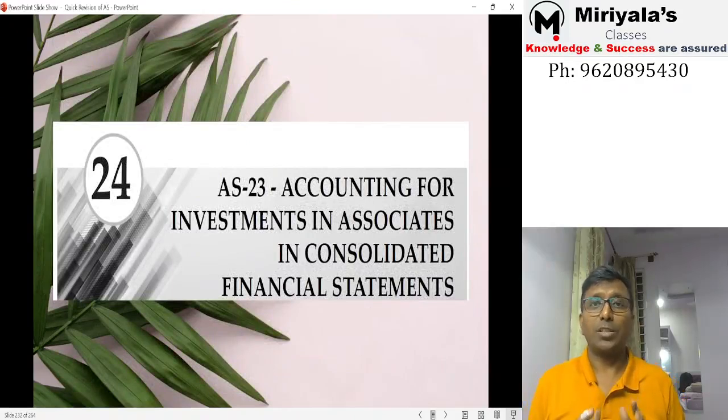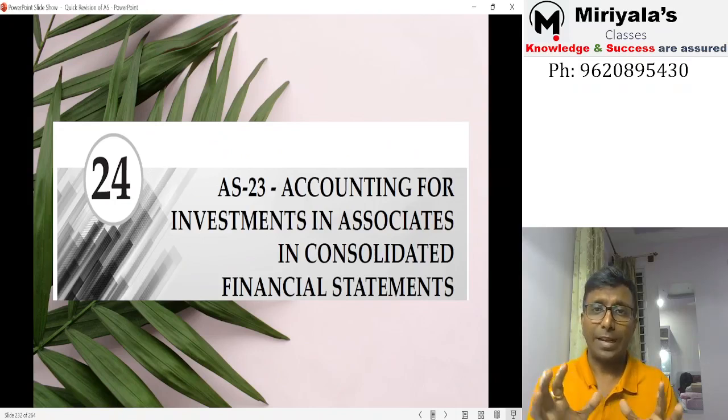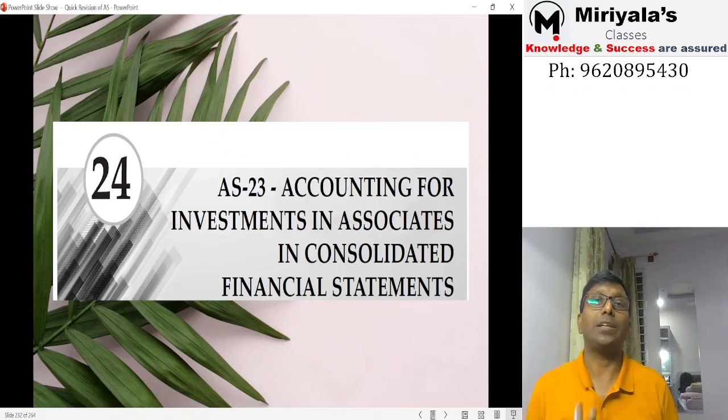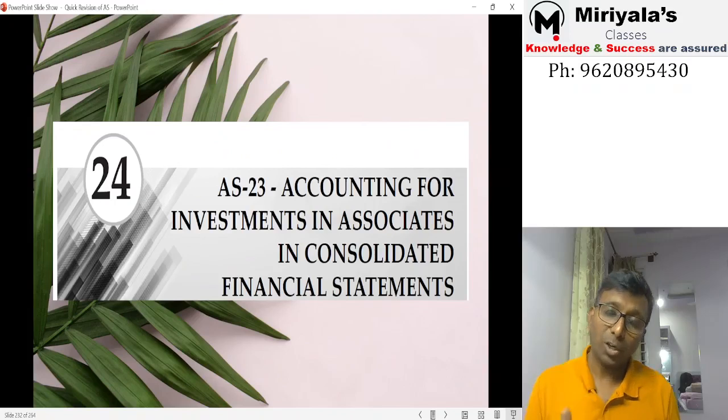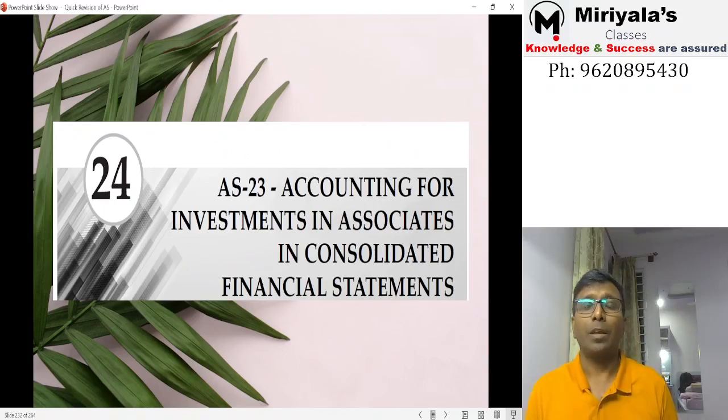Let's get into accounting standard 23, accounting for investment in associates in the consolidated financial statements. Here the standard name itself is very clear. This standard is applicable only when you are preparing the consolidated financial statements. In the consolidated financial statements, how to present the investment in associate. Accounting standard 23 and accounting standard 27 come into the picture when you have accounting standard 21 also.